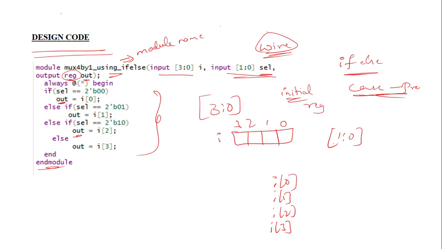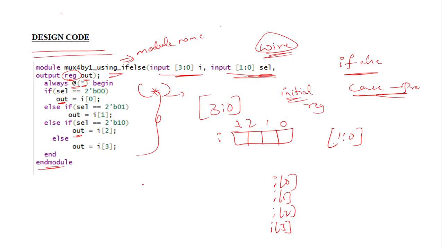Always is our always block, followed by an at the rate symbol and then a sensitivity list. This bracket is nothing but our sensitivity list. Inside that we can represent with star. We already discussed what star means. Star means all the inputs, so I and the SEL variable. If there is any change in any one of the inputs, the block will be executed.